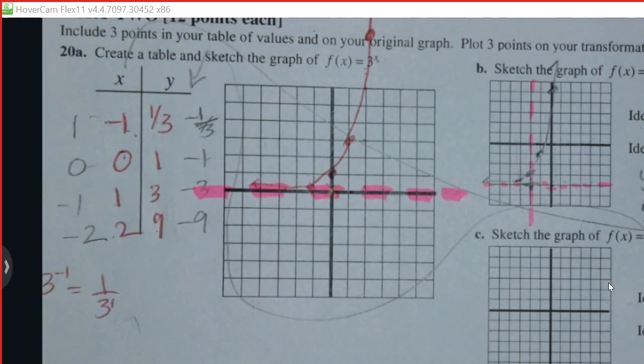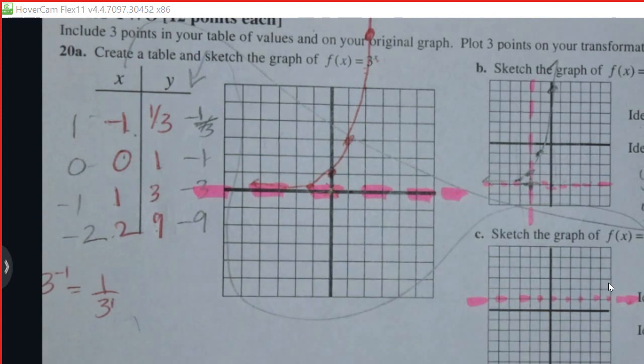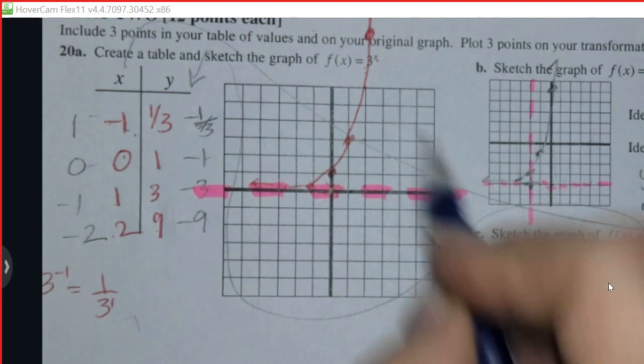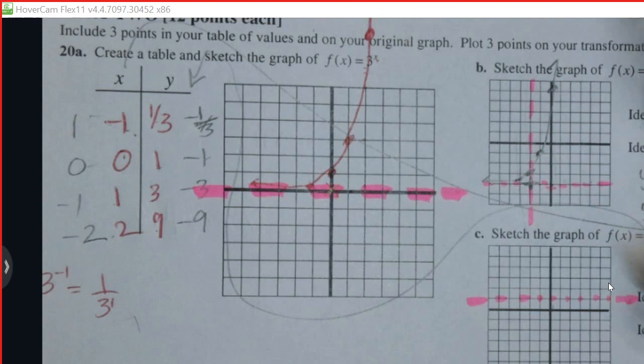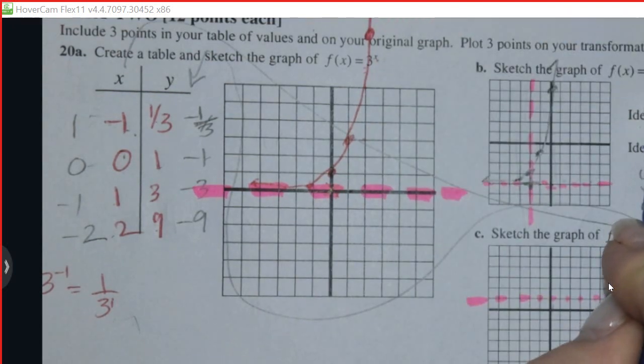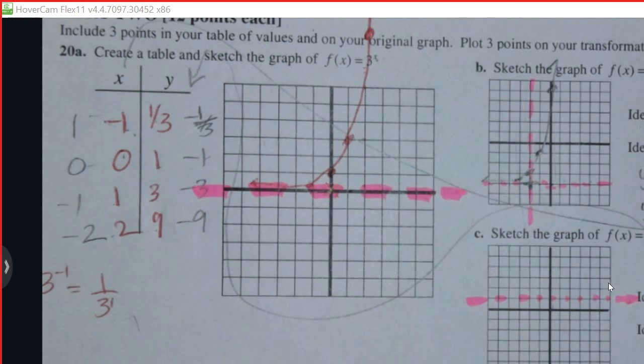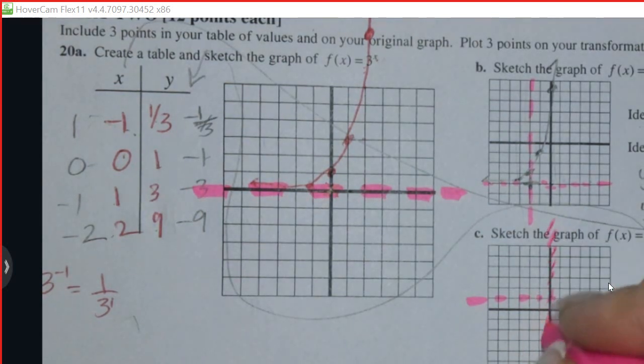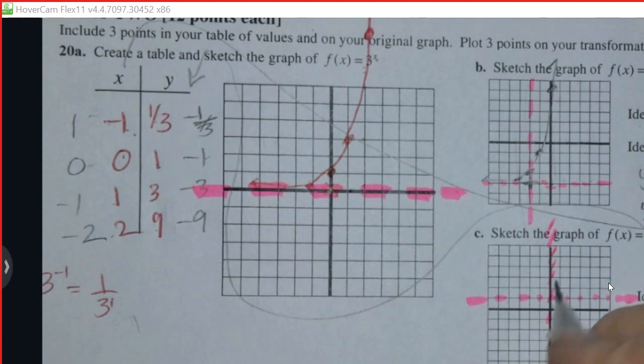So for this problem, I can see that we're shifting up 1. So my asymptote is horizontal, and instead of it being y equals 0, it is y equals 1. There's no horizontal shifts. This is a vertical shift. We've shifted up 1. There is no horizontal shift because we know it would be like x plus 2. This is simply just an x.